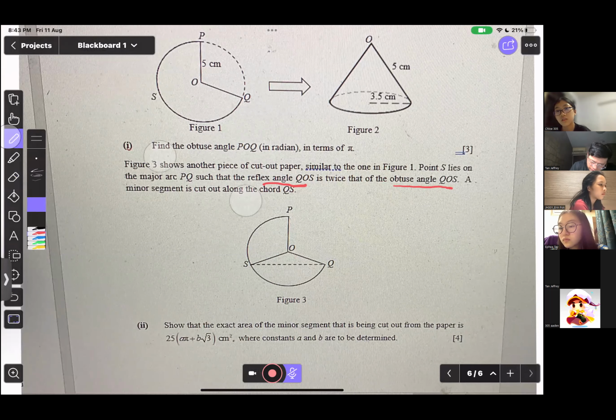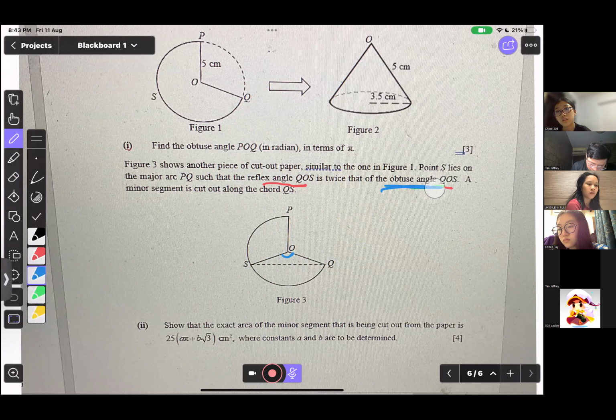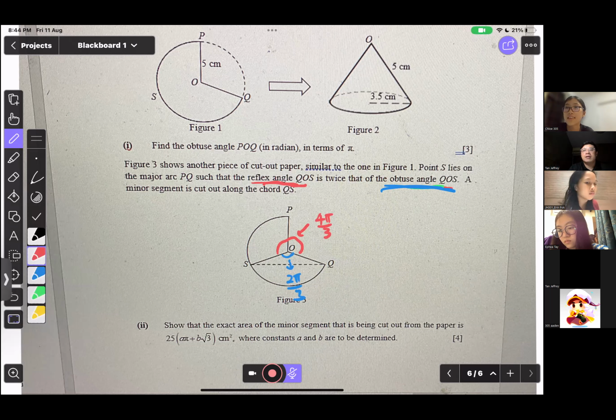Okay. So they are saying that QOS, this is the obtuse one, which is the blue color one. Then the red color one, the reflex QOS, is this one. So they add up to 360. Sorry, not 360, radian. They add up to 2 pi. Just divide. So in total, this one should be 2 pi over 3. Then this one should be 4 pi over 3. Is that okay? Okay. Thank you.